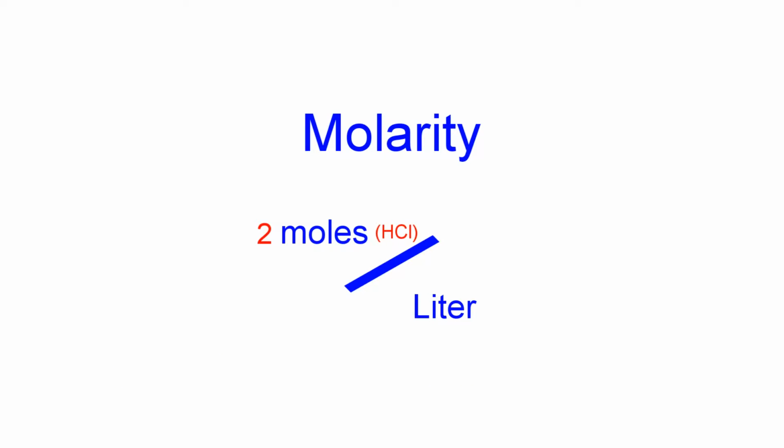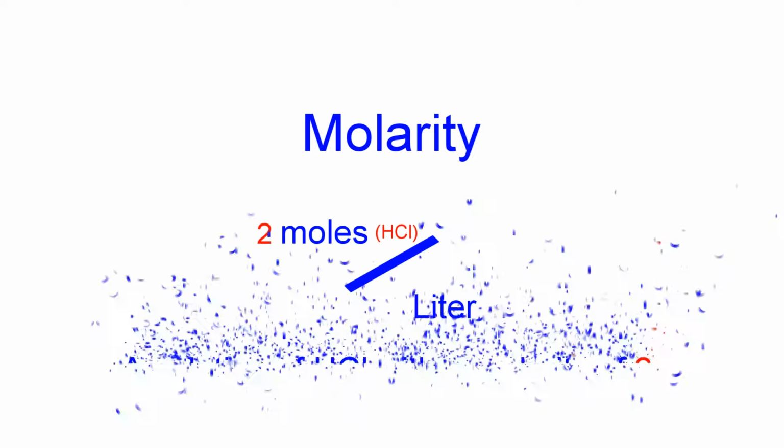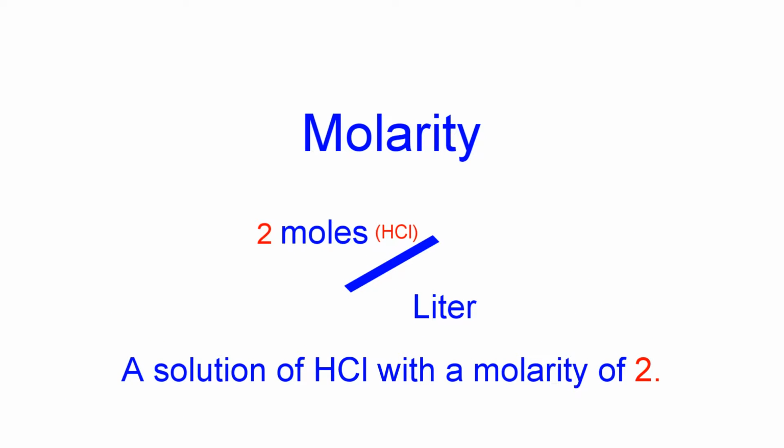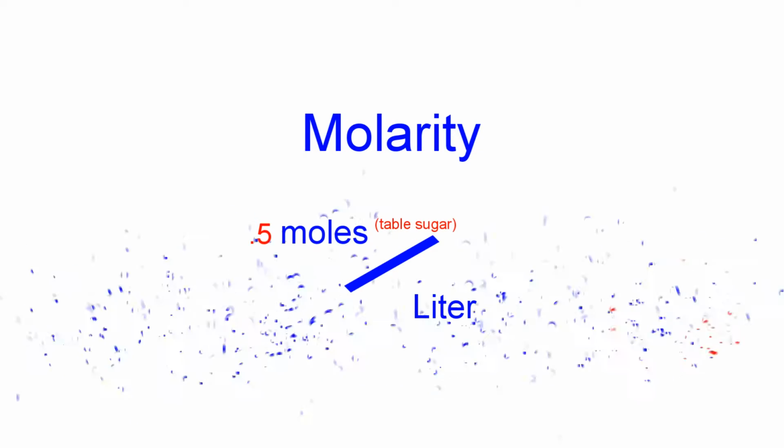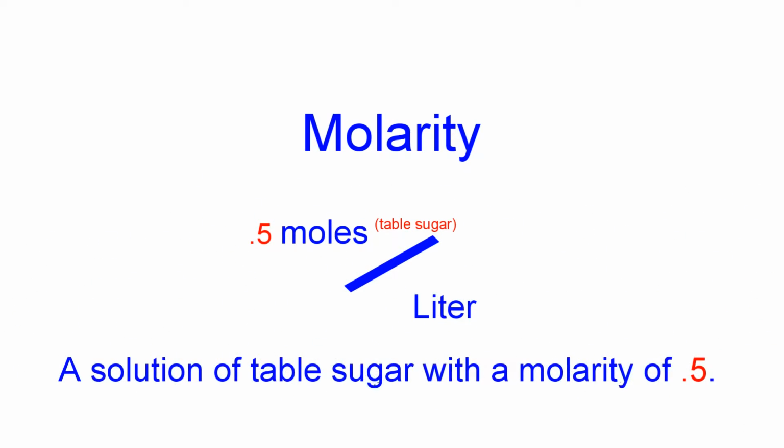If I dissolve 2 moles of hydrogen chloride in 1 liter of water, I have created a solution of hydrogen chloride with a molarity of 2. And if I dissolve 0.5 moles of sugar in 1 liter of water, I have created a solution of sugar with a molarity of 0.5.